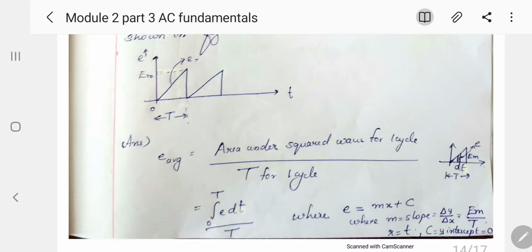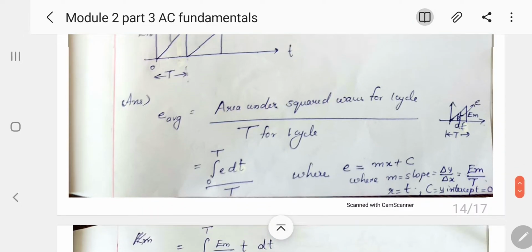First we are going to find the average value. Here it is a voltage waveform. E means a voltage waveform, and the maximum value it is attaining is Em, and this point value is T. Now we are going to find the average value. Average value is equal to area under the curve for one cycle divided by time period for one cycle.